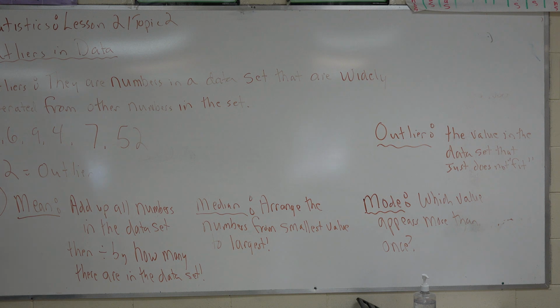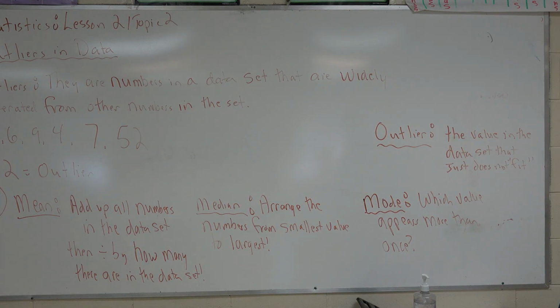The data set is 5, 6, 9, 4, 7, 52. Now, an outlier is a number that doesn't make sense. It doesn't fit the data set. It's just a widely separated number from all the other pieces of data. In the 5, 6, 9, 4, 7, 52 data set, 52 would be considered the outlier, because it doesn't fit the data. Now, can you remove the outlier? Yes. You can remove the outlier to calculate your data set to give you the proper mean, median, and mode. If you keep it in there, it's going to skew, which means it's going to mess up your data.